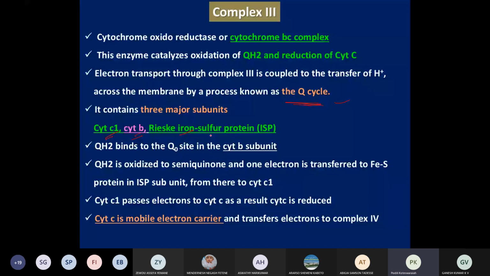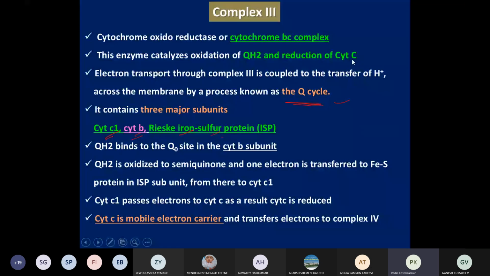And if you see how this mechanism takes place, as I already said, the main function of complex 3 is only to transfer electrons from the ubiquinol to the cytochrome c.